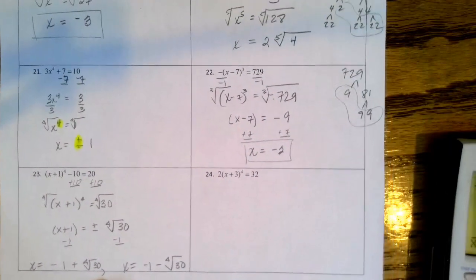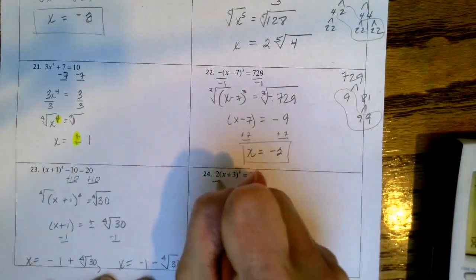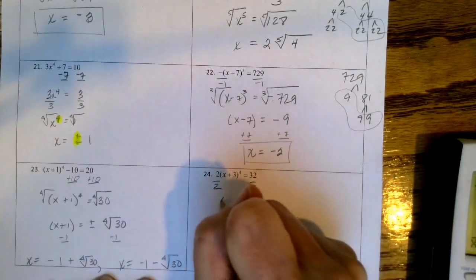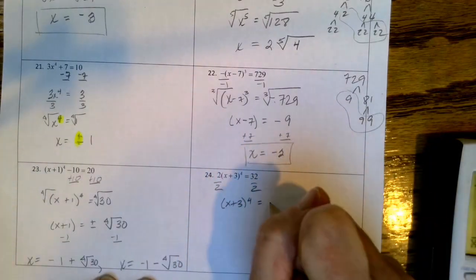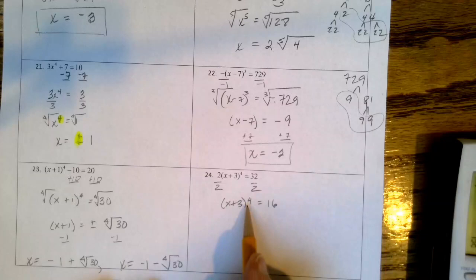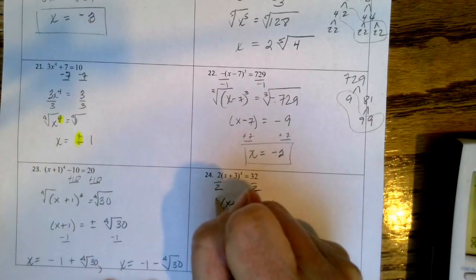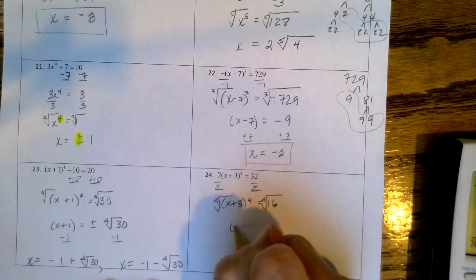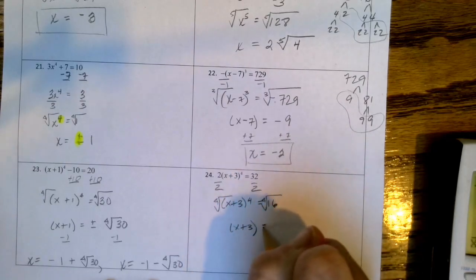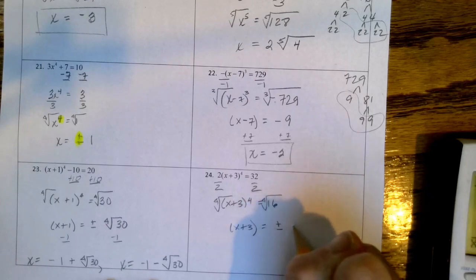Alright, last one. Divide by 2. Divide by 2. X plus 3 to the 4th is going to be equal to 16. I know 2 to the 4th is equal to 16. So when I take this 4th root, I have x plus 3 is equal to plus or minus 2.